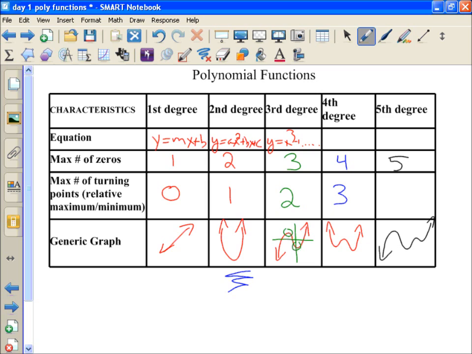Which is that we can have at most the same number of zeros. The number of zeros will always be the same as the degree, and the number of turning points is the degree minus 1. And so right away, without using the graphing calculator at all, we can get an idea of what the graph is going to look like.